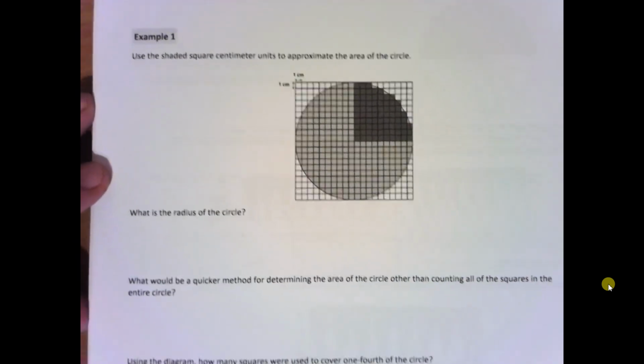I would much prefer us to do the exploratory challenge in class, so we're going to come back to that one. We will continue on with example number 1 on page S104. It says use the shaded square centimeter units to approximate the area of the circle. So we've got to use the shaded ones, which means we have to count.